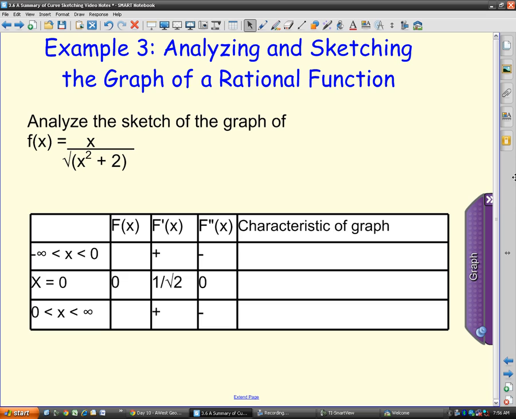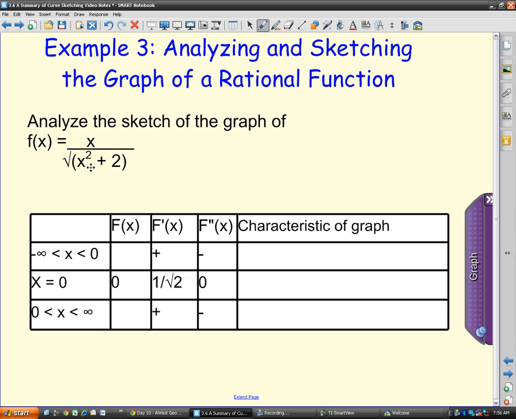We need to still think about all of those things that we have, so vertical asymptotes, horizontal asymptotes, all that fun stuff, just to make sure that we have a graph. So if I look at this, do I have any vertical asymptotes? Well, hopefully you can see that I would not have a vertical asymptote for this one.